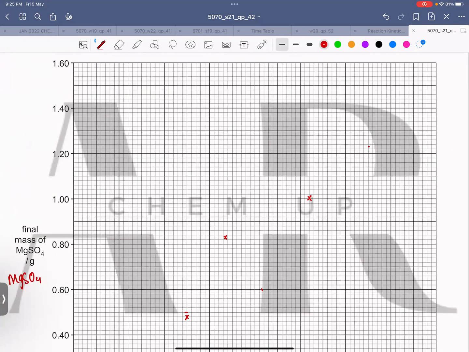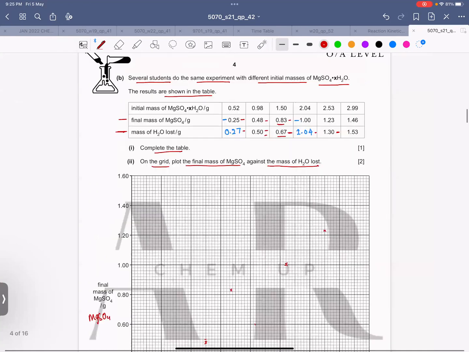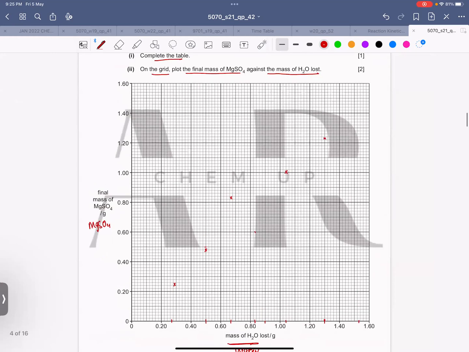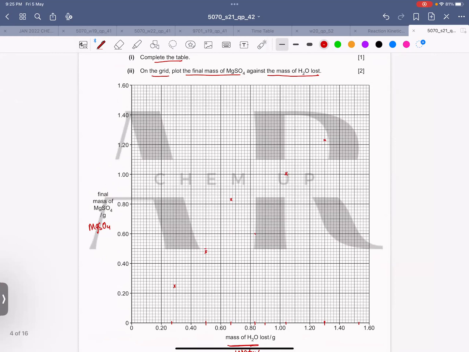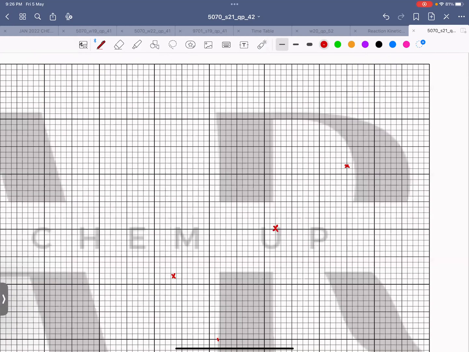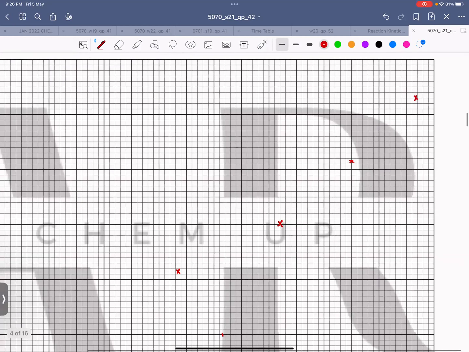1.23 would be here. And then 1.53 and 1.46. So 1.53 and 1.46 would be over here. Is this understandable?